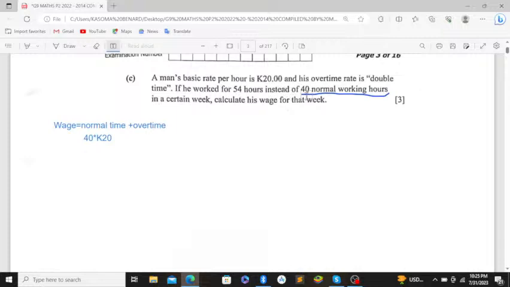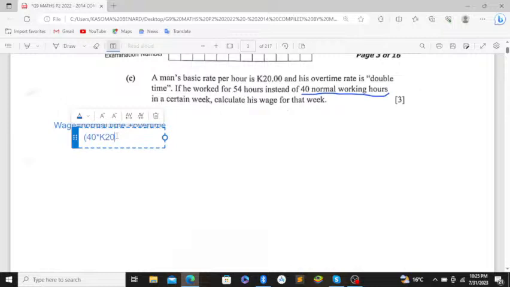Now we subtract 40 from 54 hours, because we are told that he worked 54 hours in that particular week, and the normal working time for each week is 40 hours. So when we subtract 40 from 54 hours, we remain with 14. So let me first put these numbers in brackets.